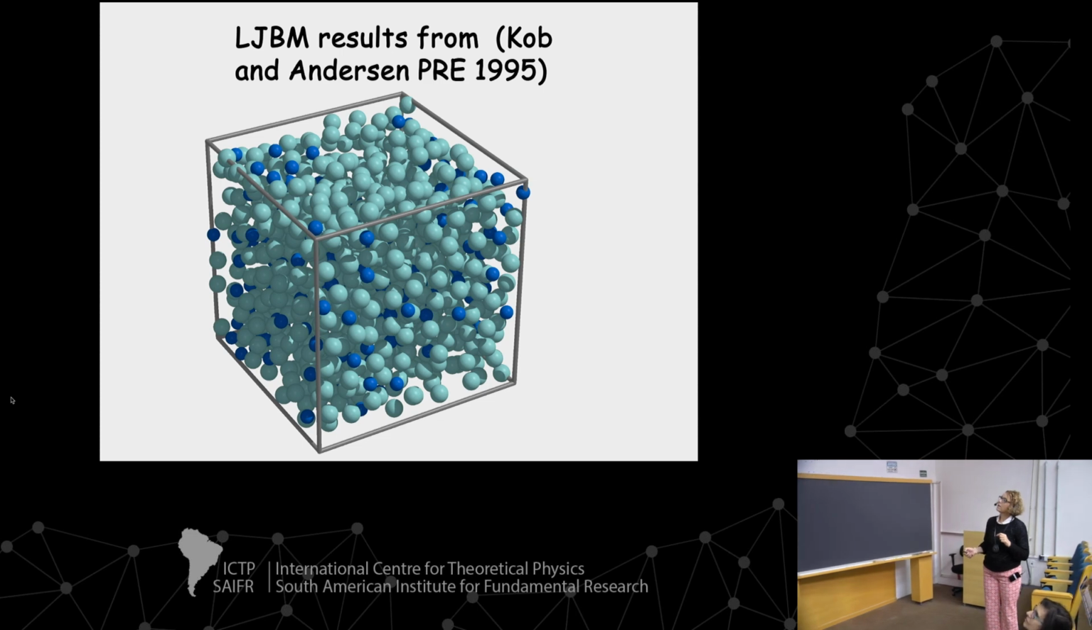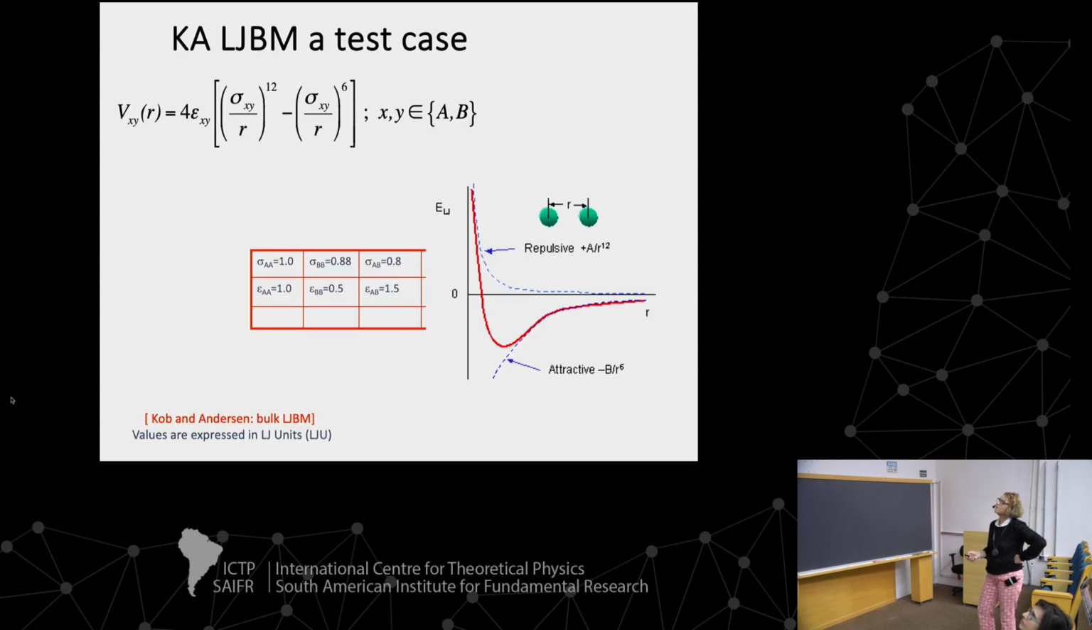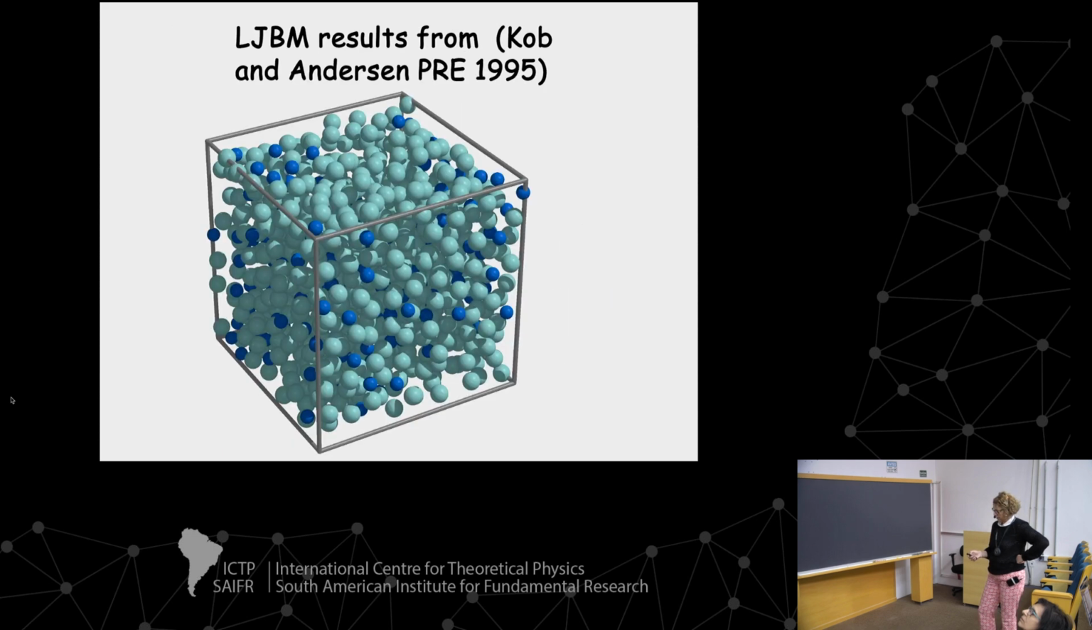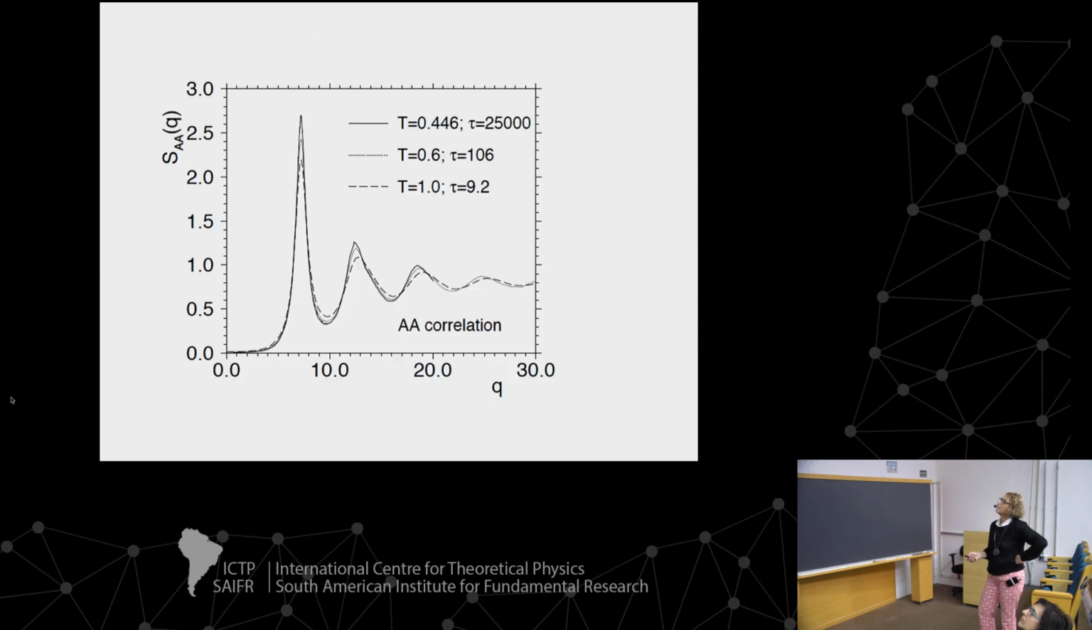This is a snapshot of the Lennard-Jones binary mixture, A particles and B particles. As you can see, they are different in radius and in strength of the Lennard-Jones interaction. And let's see the results. This is the S of Q, S of K. Q is always the wave vector. We called it K until yesterday, but it's a wave vector.